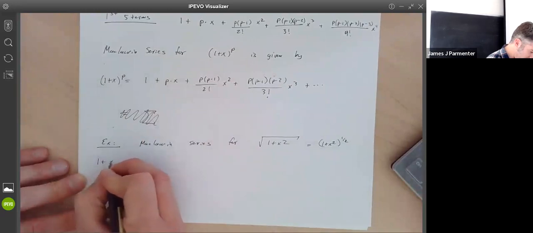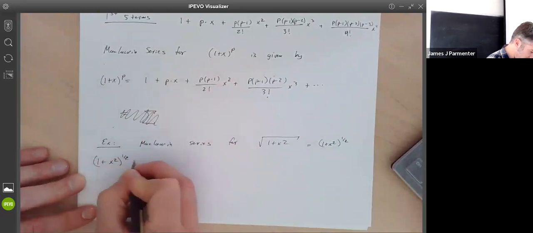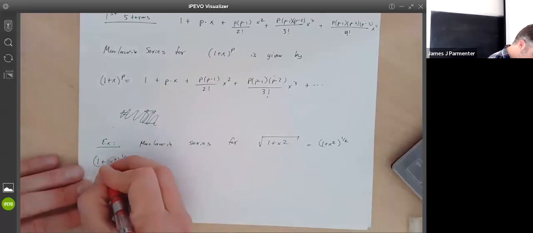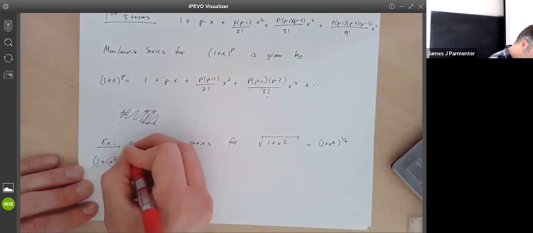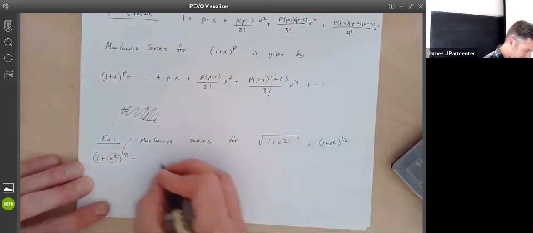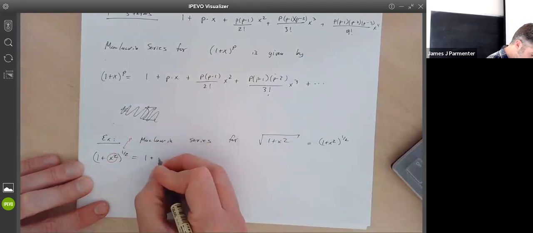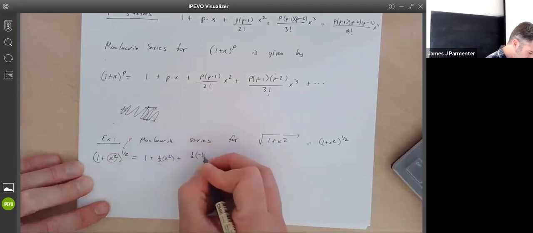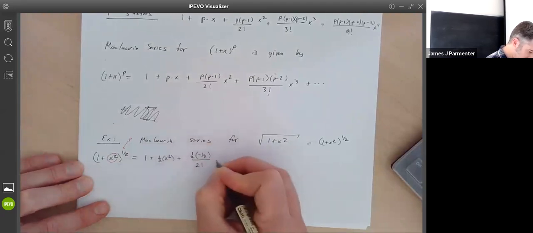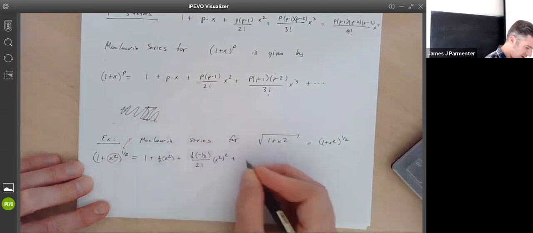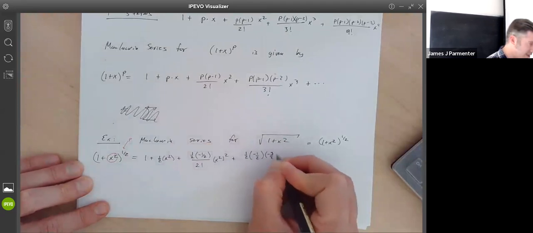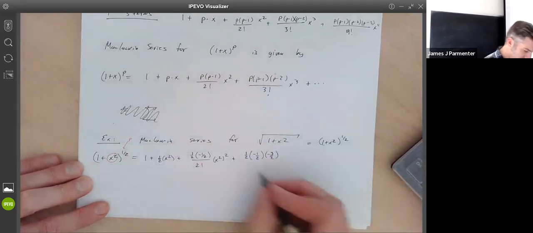So 1 plus x squared to the 1/2 is going to be, let's be very specific here. That's replacing x, that's my p. So it's going to look like this. It's going to be 1 plus 1/2 times x squared plus, now things get kind of weird, 1/2 times negative 1/2 over 2 factorial times x squared squared plus 1/2 times negative 1/2 times negative 3, right? It's that same pattern we were seeing in the previous problem.